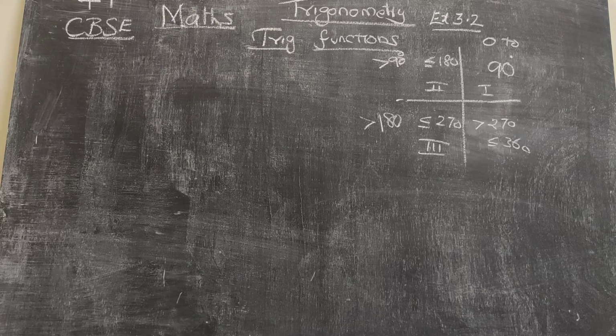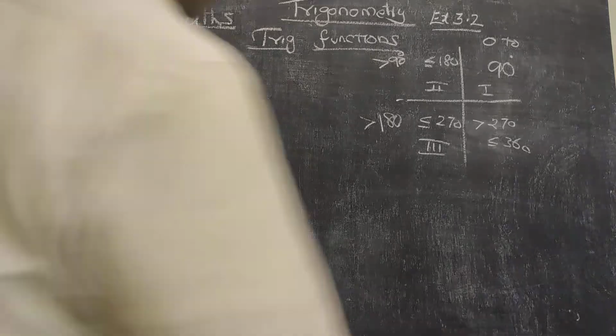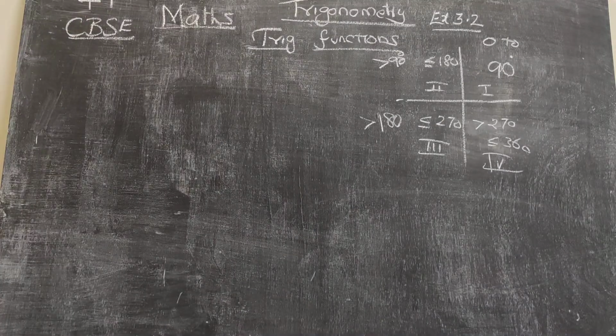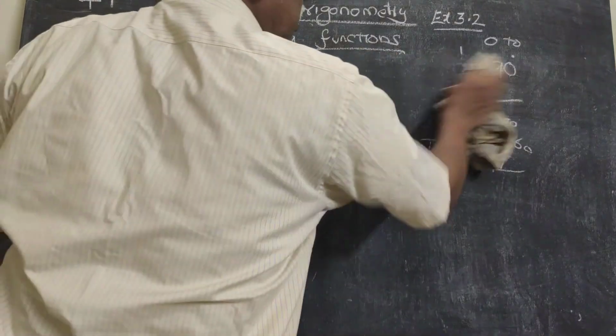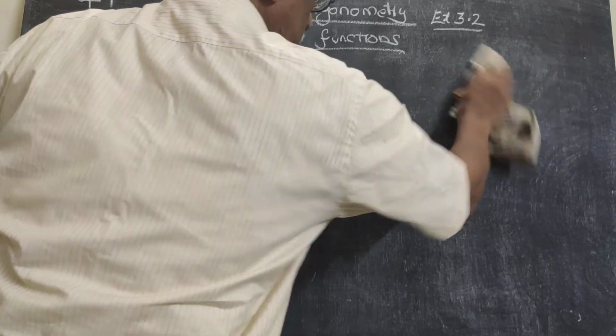Now, second quadrant, more than 90 but up to 180. Third quadrant, 180 and above but less than or equal to 270. More than 270 and up to 360 is taken as the fourth quadrant. Okay. Now, how the values will be, whether it will be positive or negative.